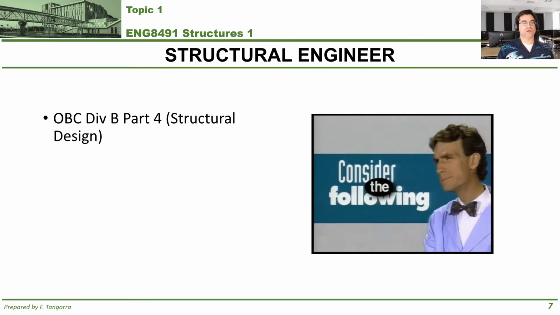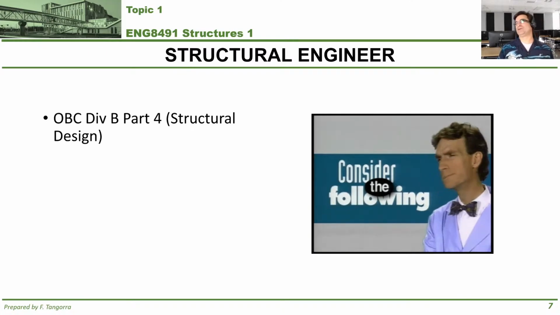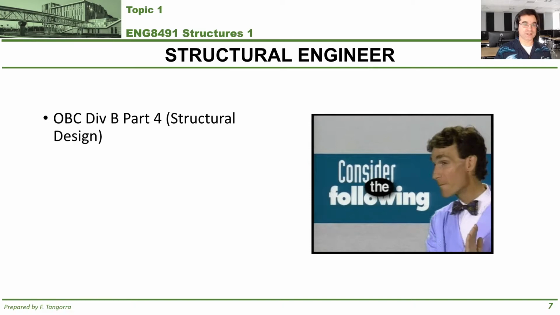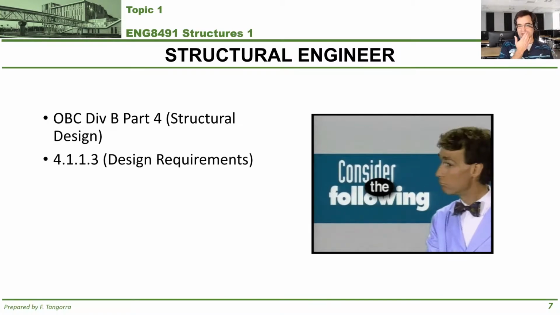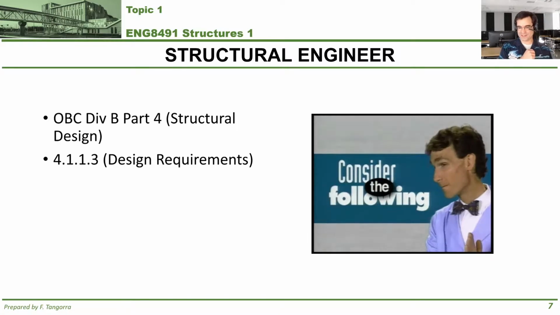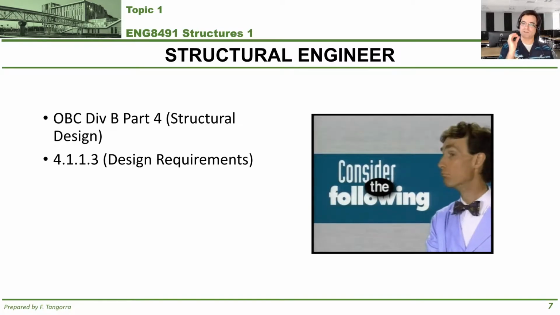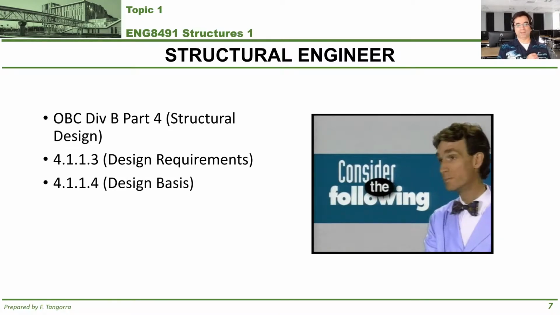Very well. Within Division B of the Ontario Building Code, Part 4 is the part that's, for the most part, pretty near and dear to all structural engineers. It is in fact labeled, the whole of Part 4, as structural design. Within here, I would direct you to 4.1.1.3, which contains the design requirements. Basically, a list of items that must be designed specifically by professional engineers related to a building structure.